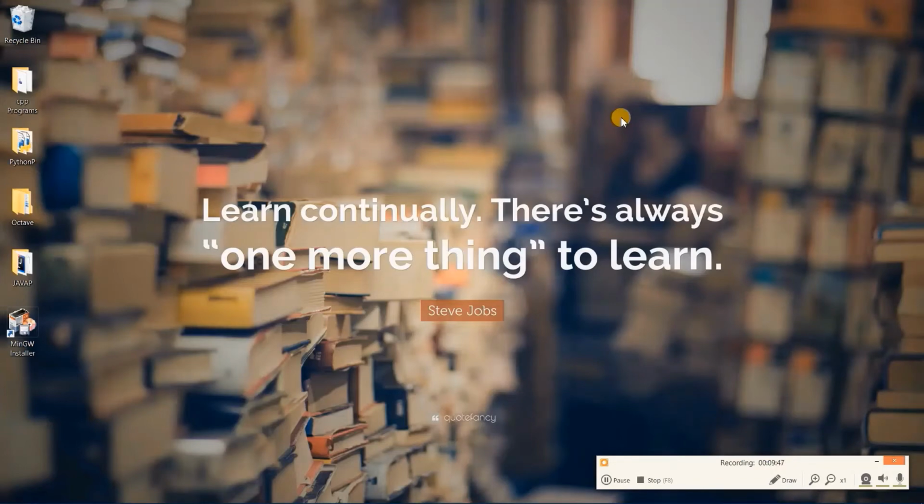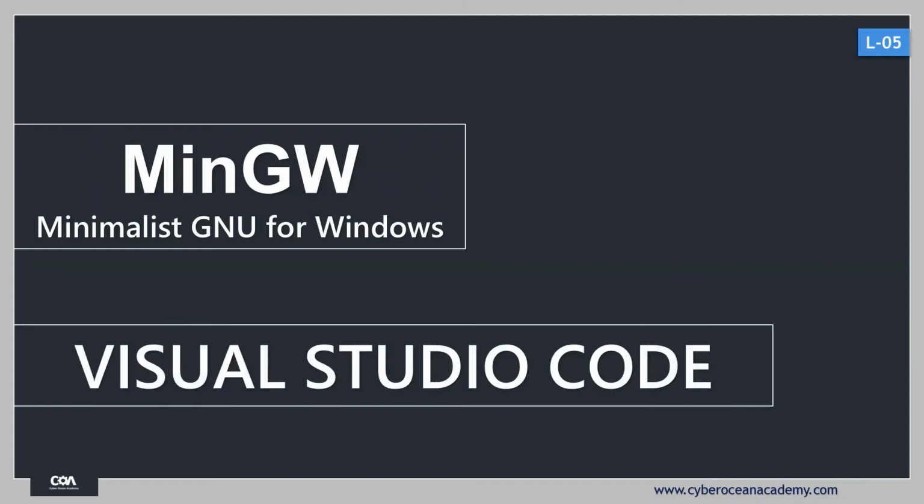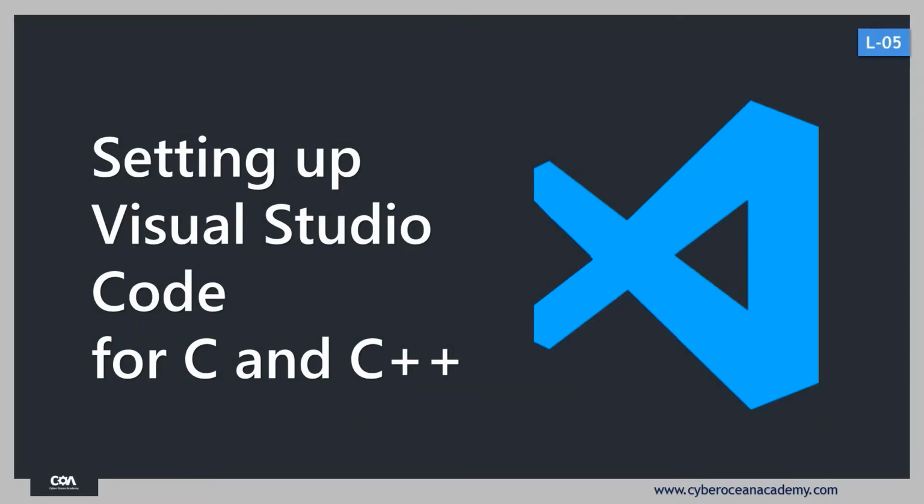Now we will download and install Visual Studio Code. We already discussed how you can download and install Minimalist GNU for Windows, that is MinGW. It is a GCC compiler for the Windows operating system. Now we will install Visual Studio Code, and after installation we will set up Visual Studio Code for C and C++ language. To set up Visual Studio Code for C and C++, we have to first download VS Code, and after that we will install it.